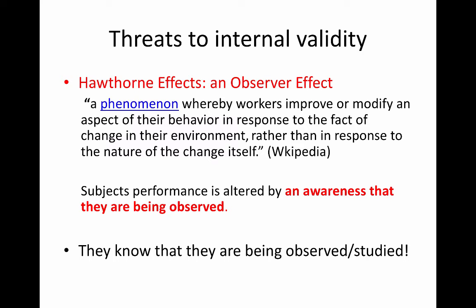So in the example that we're going to watch, the researchers wanted to look at lighting in a factory, and what they found was that it wasn't the lighting that made a difference in output and performance. It was the fact that the workers knew they were being observed, so they're being watched. So they're going to work harder while the boss is watching them. It wasn't the fact that the lights were changed. It was that researchers were watching them. So subject performance is altered by an awareness that they're being observed.